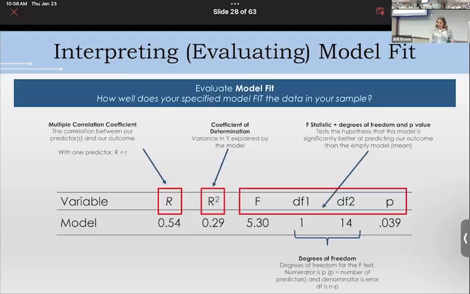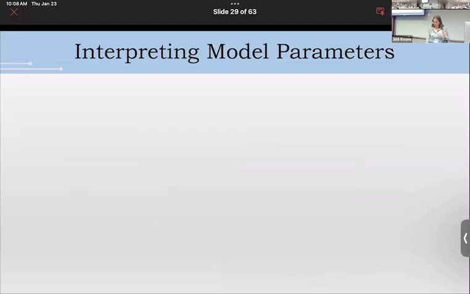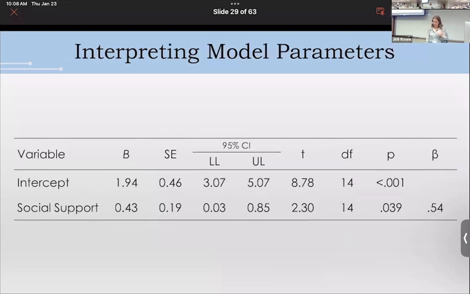Alrighty. So once we are done looking at model fit, specifically how much variance in our outcome can be explained by our model, then we want to investigate the individual model parameters. And here is what you get. So here's what an APA table looks like. This is a good model for your APA write-ups.